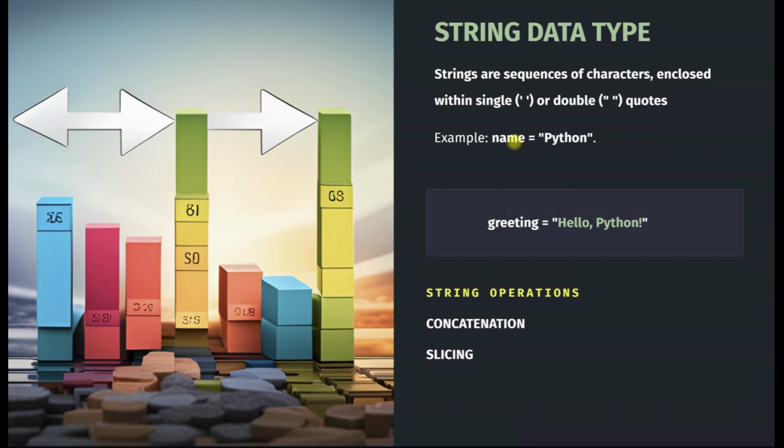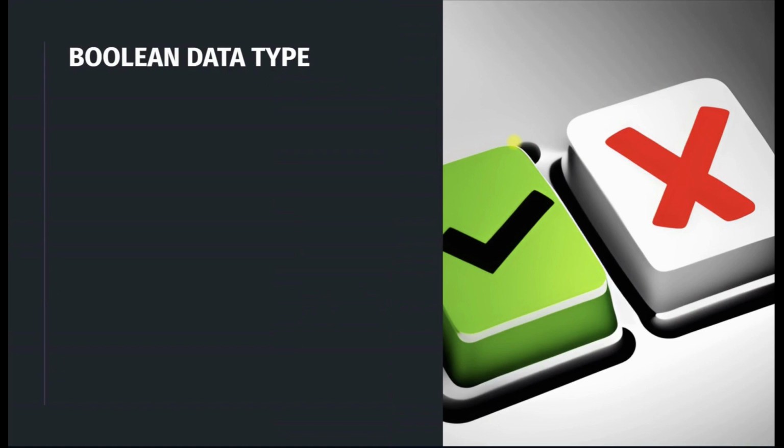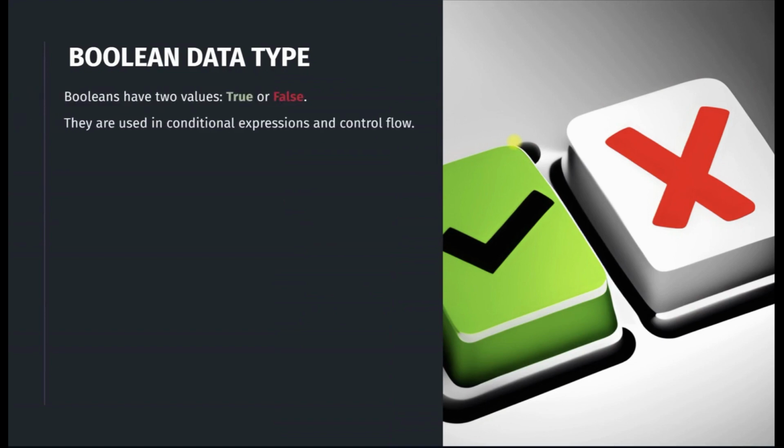Let's see what a Boolean data type is. In Python, the Boolean data type is used to represent logical values. It has only two values, true or false. Boolean values can only be true or false and are often used in conditional and loop statements. So this Boolean data type is generally used in conditional expressions and control flow. We will see what conditional expressions and control flow are one by one in the upcoming sessions. When we come to this topic, we will work on these Boolean data types.